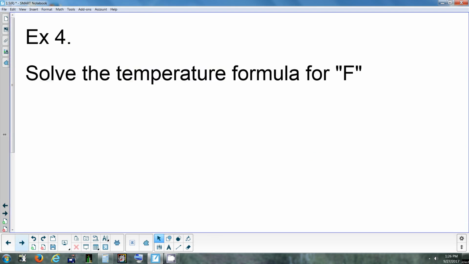Okay. So, the first problem says to solve the temperature formula for F. Can somebody tell me what the temperature formula is I gave you? Yep. C equals 5/9 times (F minus 32), in parentheses.